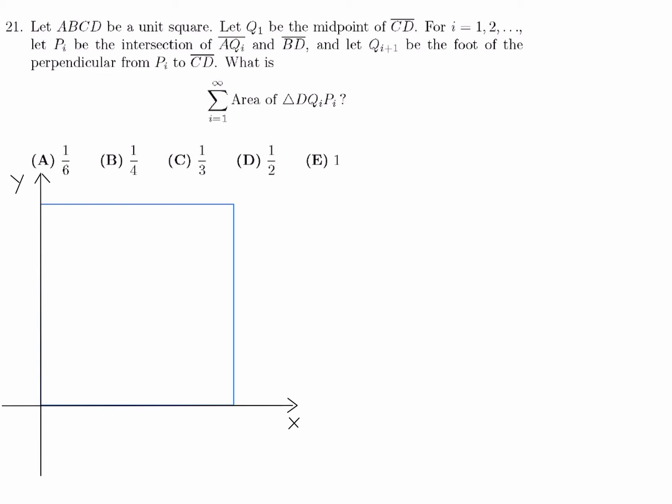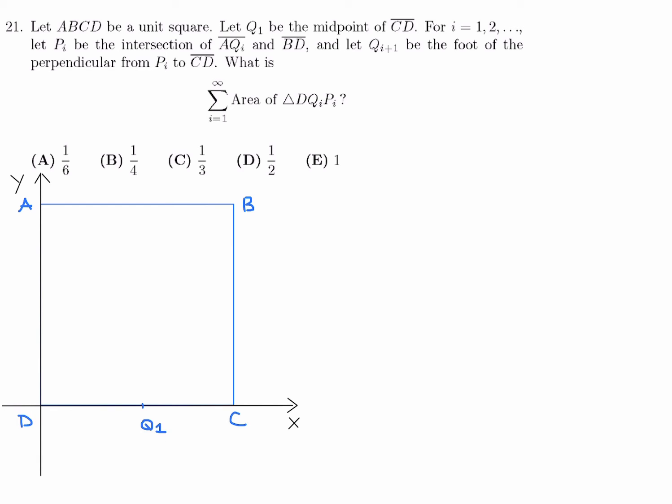Let's label this diagram and get an understanding of what it is that they're talking about in the question stem. So first, let's label this square. I put it on the coordinate axes for a reason, and I'll get to that a little bit later. And then Qi, in particular Q1, is the midpoint, so approximately here. So this is your Q1.